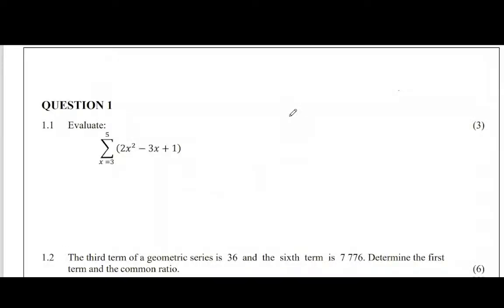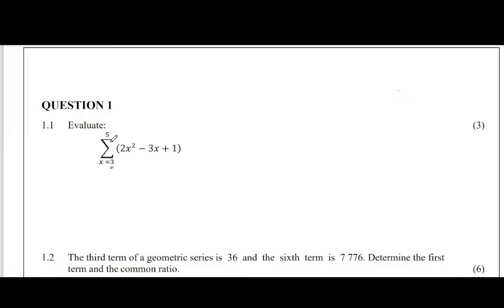Hello and welcome to this episode where we shall be discussing more of the revision of the term 1 topics in mathematics. Okay, in the first question, we've been given 1.1, they're asking us to evaluate the sigma of x equals 3 up to 5. So which means the starting point must be x is 3, and then the last n must be a 5.